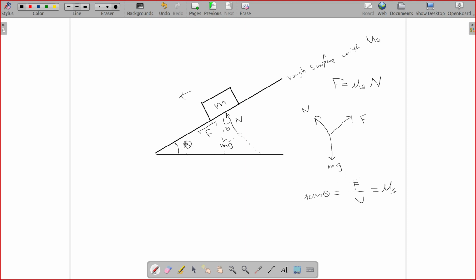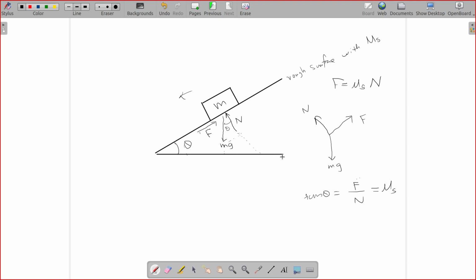So the theta here, the angle at which you give the inclination to the surface, tan of that angle will be equal to coefficient of static friction of the surface. So this is something else you can keep in mind. So this is also a very easy way to find the coefficient of static friction for any surface, right? You take the surface, keep an object on the surface.